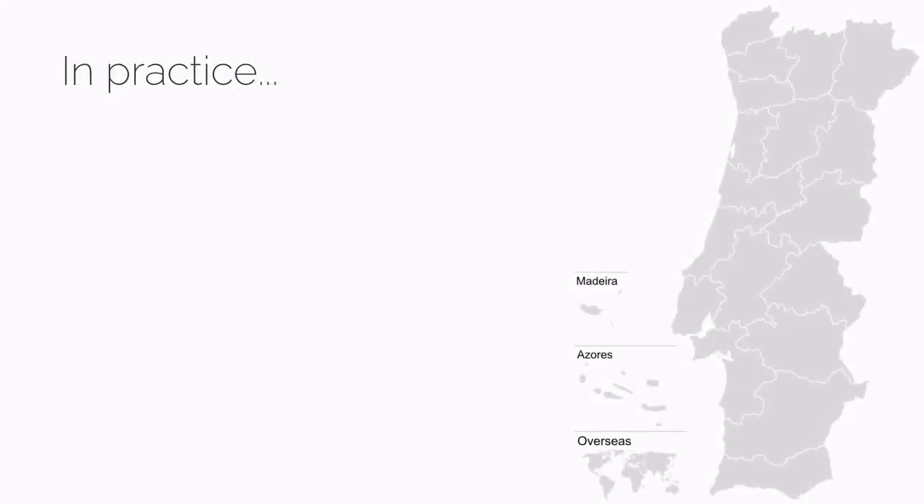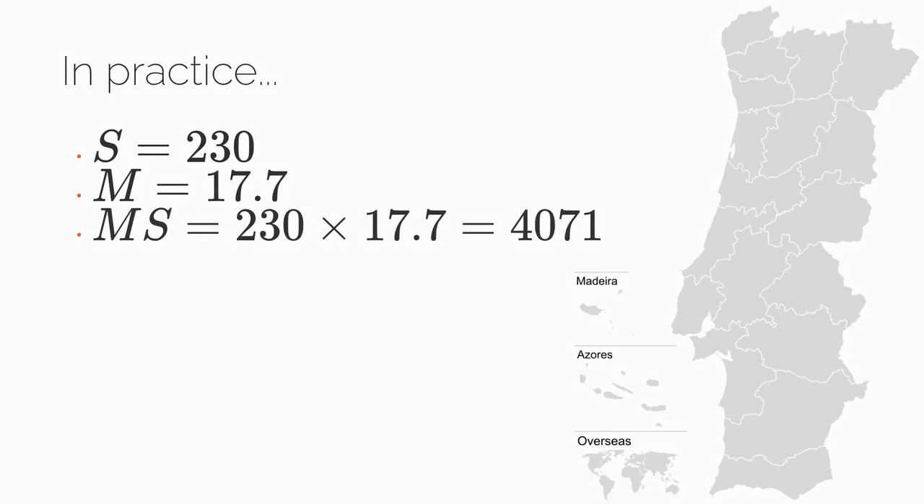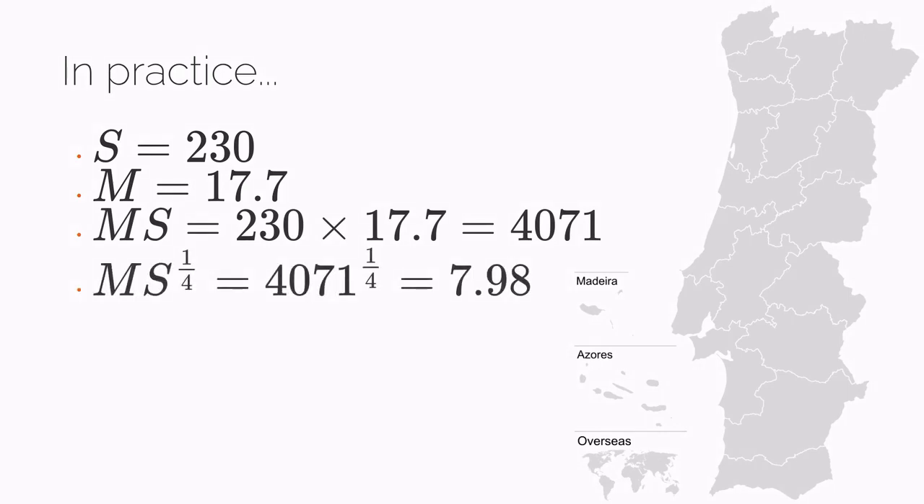This is Portugal. There are 230 seats in the Portuguese Parliament. The 230 members of Parliament are elected in districts of different sizes, but the average district size is just under 18. 230 times 18 is a shade over 4,000, and if we raise this figure to the power of 1/4, we end up predicting that 8 parties will win seats in the Portuguese Parliament.